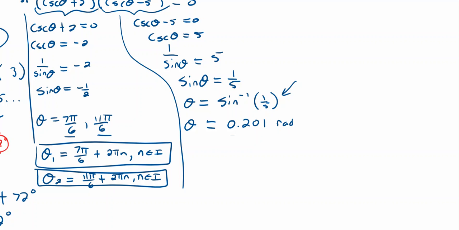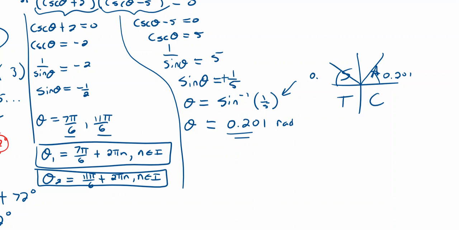Now, what am I talking about when I do this? Let's get our bearings here. I'm going to do my CAST rule and say, okay, where is sine theta positive? What's positive there and is positive there? So this 0.201 radians, that was this. It found the closest terminal arm from the x. So that is 0.201 radians from there to there, which would make this also 0.201 radians. That's our reference angle.